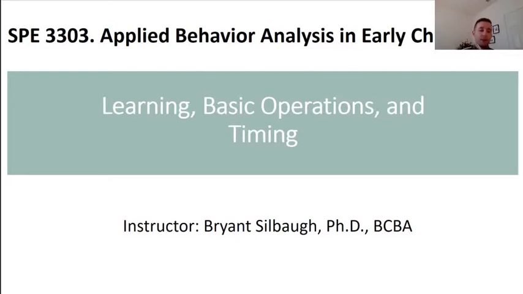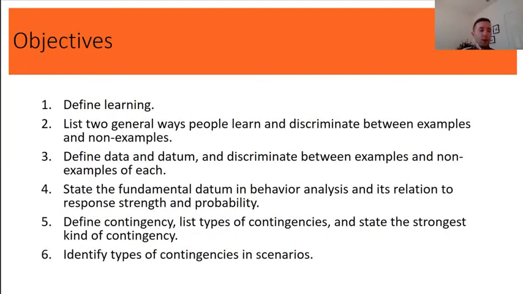So let's get started. We'll begin here with objectives 1 through 6. Objective 1 is just to define learning. Objective 2 will be for you to list 2 general ways people learn and discriminate between examples and non-examples, and then to define data and discriminate between examples and non-examples of each. State the fundamental datum in behavior analysis and its relation to response strength and probability. Define contingency. List types of contingencies and state the strongest kind of contingency, and then to identify types of contingencies in scenarios, meaning we're going to apply that information.